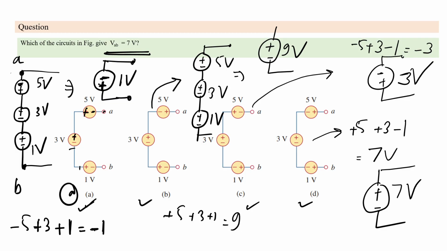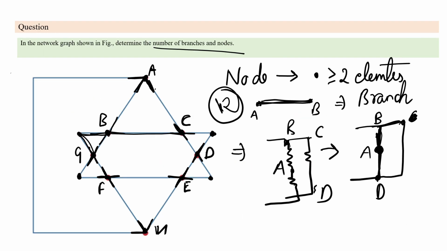Similarly, if you go for option C, it will come to be -5 plus 3 plus -1. It will come out to be -3 volt. Moving to the next part, that is coming out to be +5 plus 3 -1. It is coming to 7 volt. So option D is actually correct. So coming to the next question, here the question is related to the number of branches in a node. Please try to solve this question and let me know if you have any doubt.